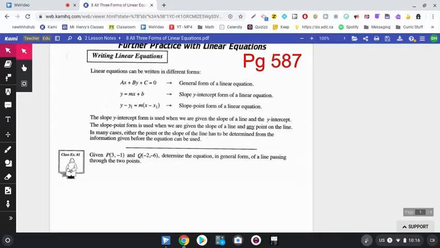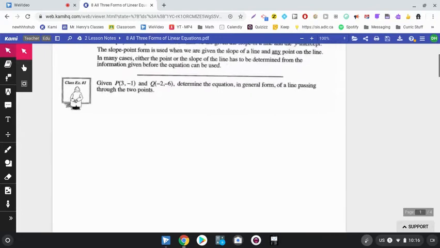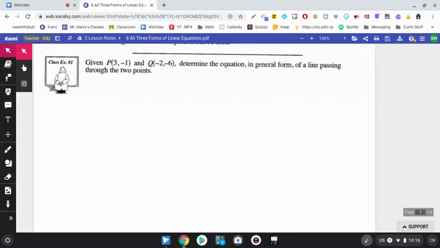Okay, so let's jump to a question, right? It says, given these points, determine the equation in general form of a line passing through 2 points. So this is a really common thing. It says to find it in general form. I cannot jump to general form. General form, I can rearrange an equation to look like that, but it doesn't tell me information. There's no way for me to plug into it.